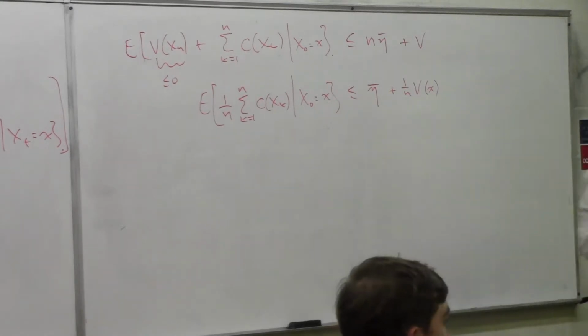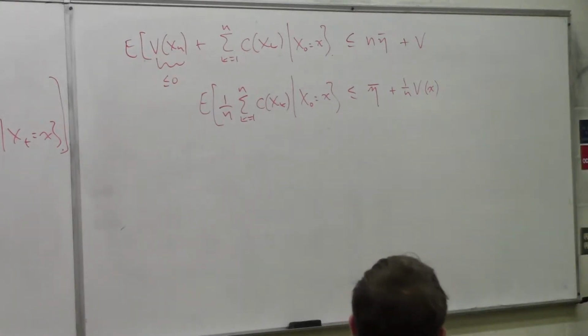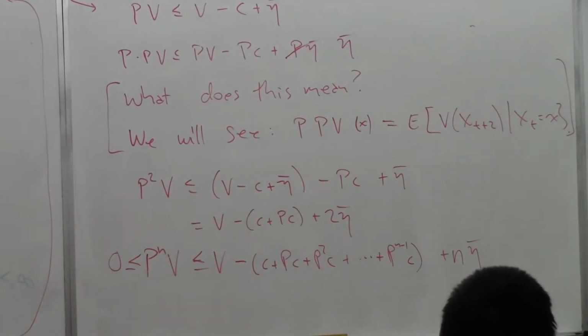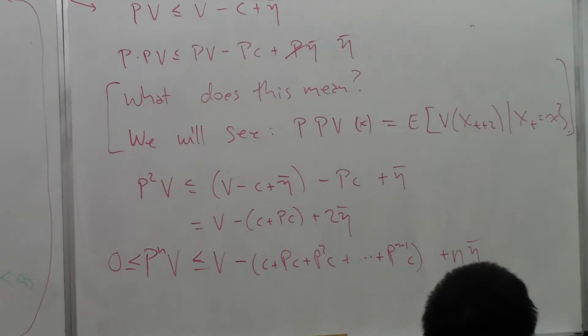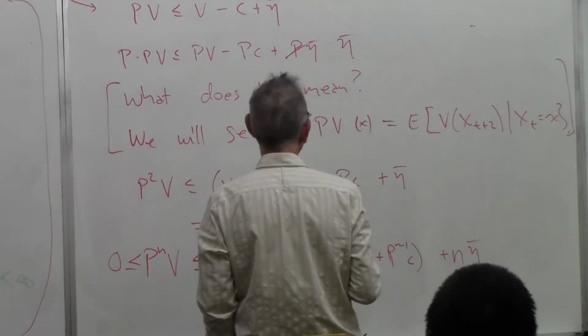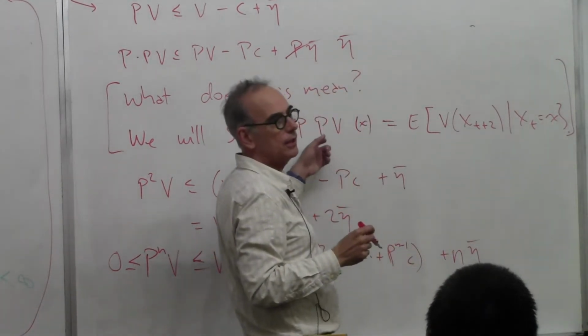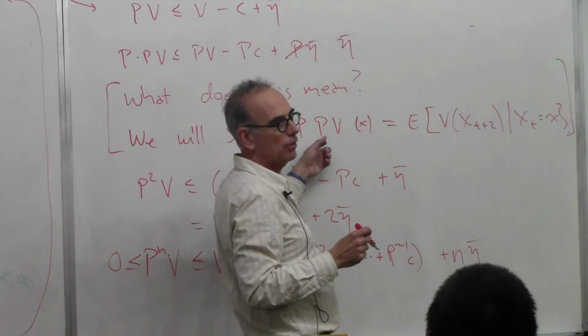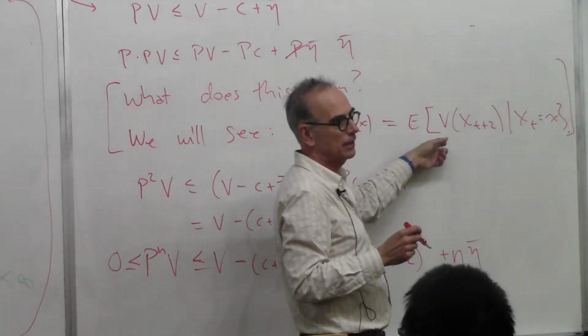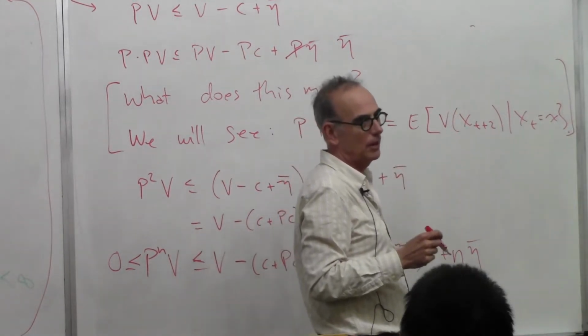In the middle board, second line, when you apply P to the inequality, why does it preserve the inequality? Yeah, good question. It really comes back down to this. Once you understand this better, you can see why it's preserved. It's the monotonicity of the conditional expectation. Yeah, that's a good question.